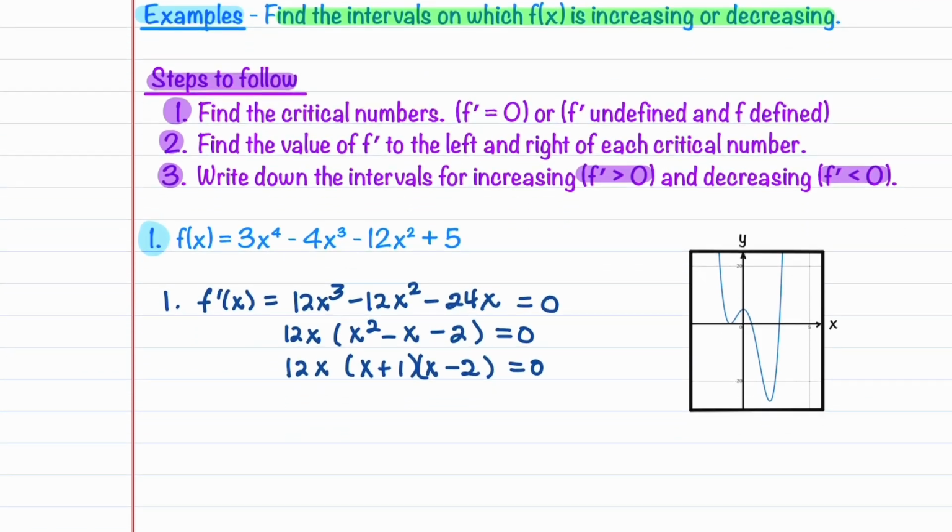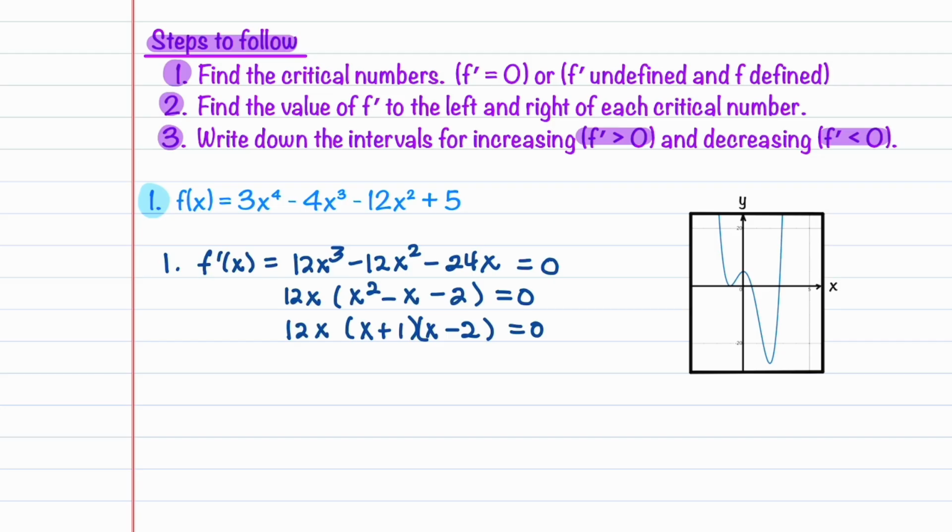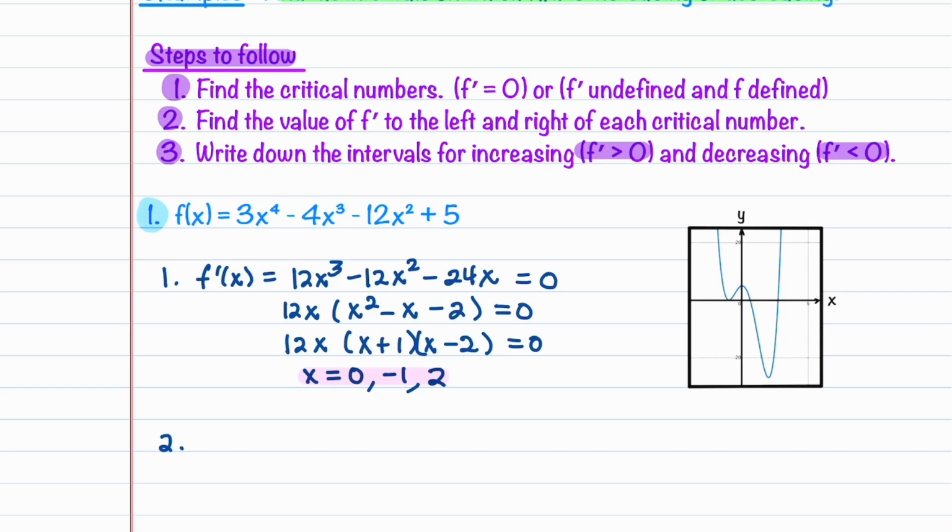And then we set all 3 of those terms equal to 0, and we get x is equal to 0, -1, and 2. Our second step is to find the values of f prime to the left and right of these 3 numbers. I'm going to highlight f prime because that is what we're going to have to be looking at. Let's now make a number line.